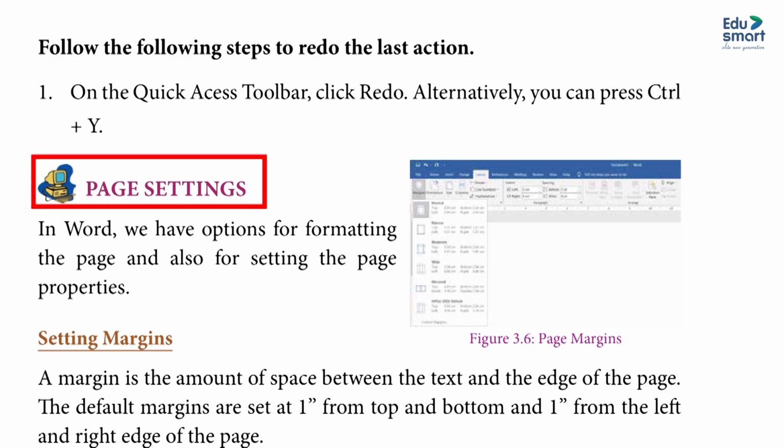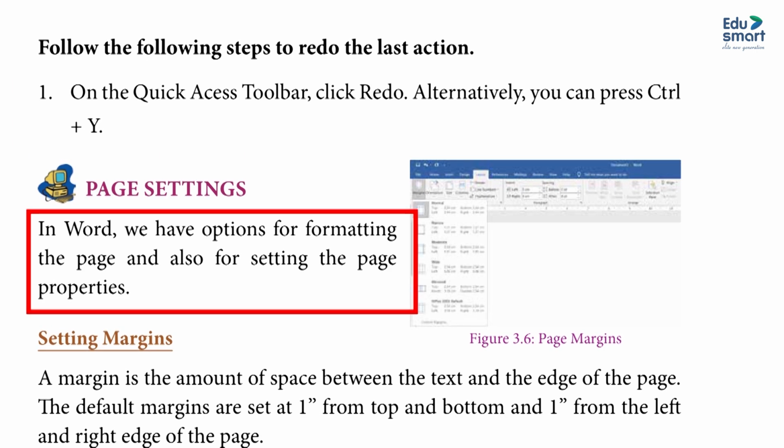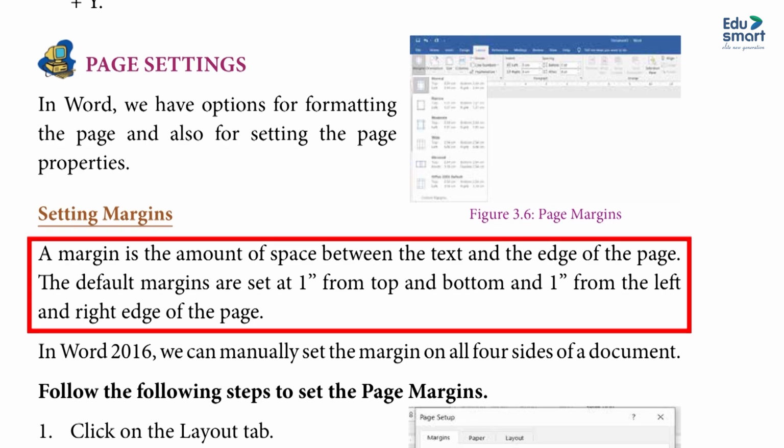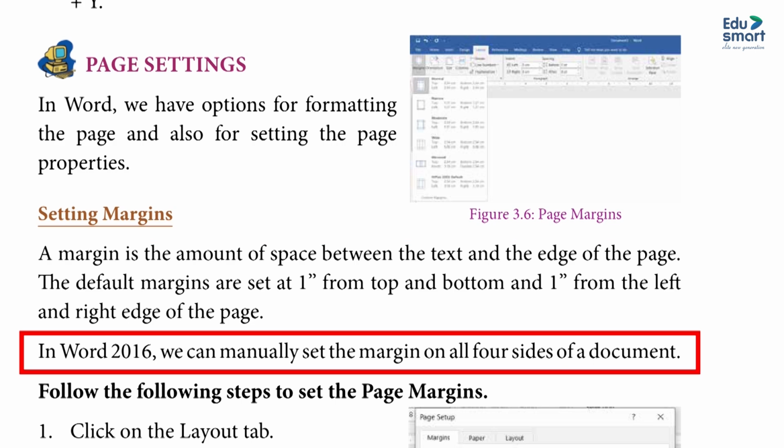Page Settings. In Word, we have options for formatting the page and also for setting the page properties. Setting margins. A margin is the amount of space between the text and the edge of the page. The default margins are set at 1 inch from the top and bottom and 1 inch from the left and right edges of the page. In Word 2016, we can manually set the margin on all 4 sides of the document.